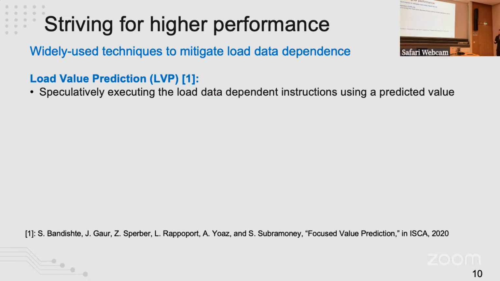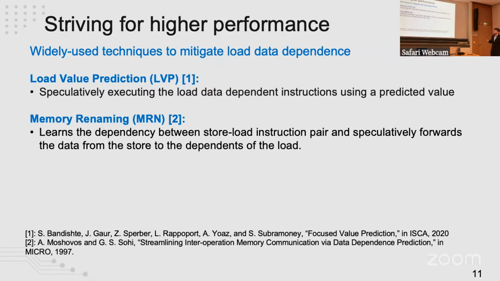Multiple techniques have been developed in order to try to mitigate the load data dependence. One of them is called load value predictor that tries to speculatively execute the load dependent instructions using a predicted value. Another one is called memory naming that tries to learn the dependence between a store and a load instruction pair and speculatively forwards the data straight from the output of the source to the dependent of that load.